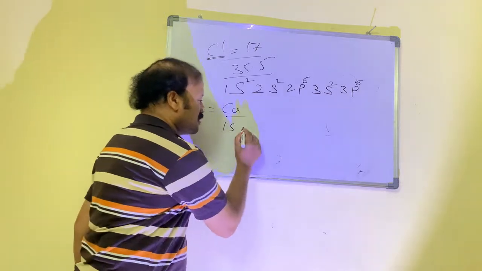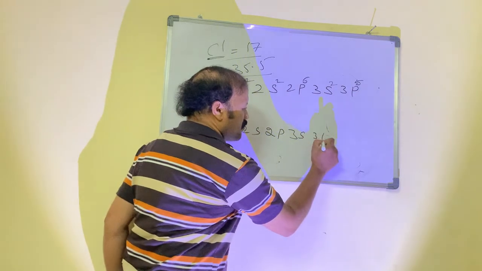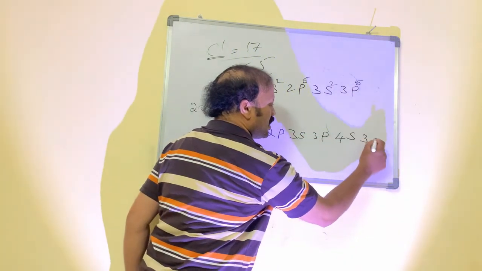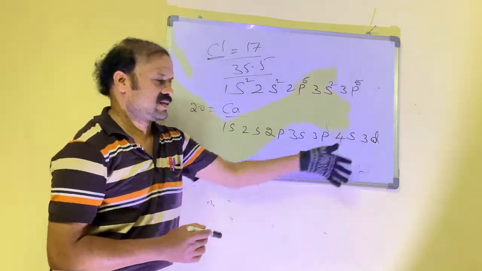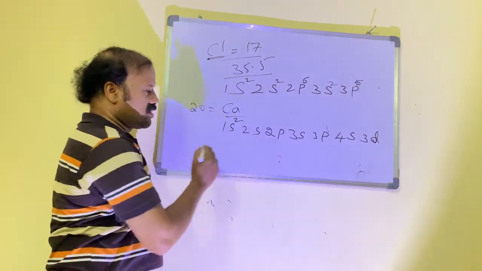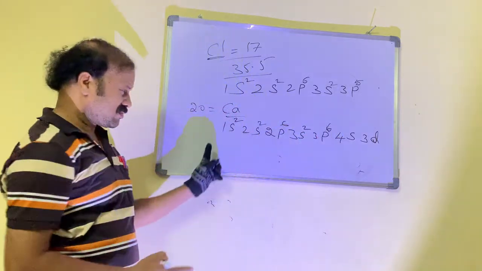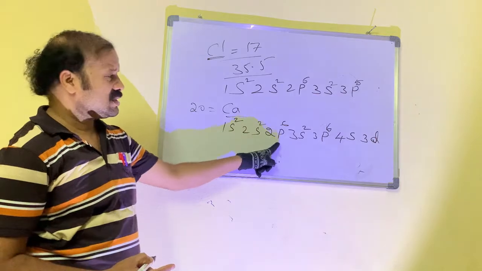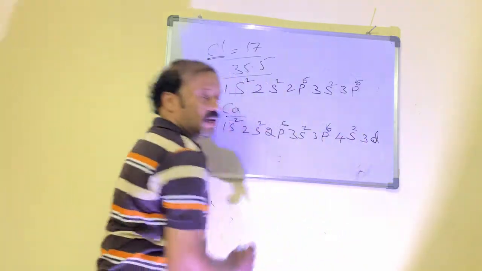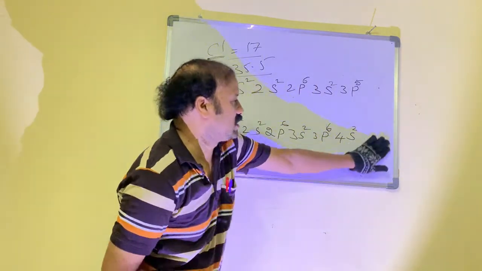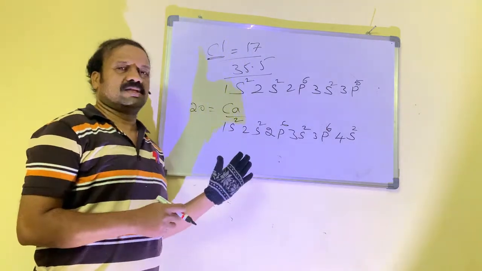So the same order: 1s, 2s, 2p, 3s, 3p, 4s, 3d. This is the order. Now we can write: s orbital 2 electrons, 2p6, 3s 2, 3p 6. Count now: 2 plus 2 is 4, 6, 10, 12, 18. The remaining 2 we write in 4s. Then it's over. Then is the 3d moment. This is the electronic configuration of calcium. Understood? Not only calcium.